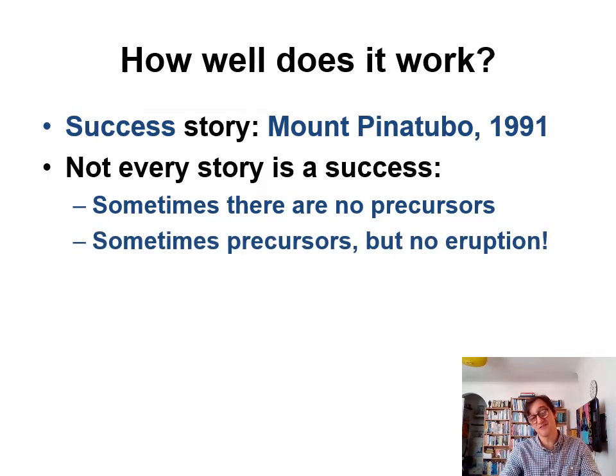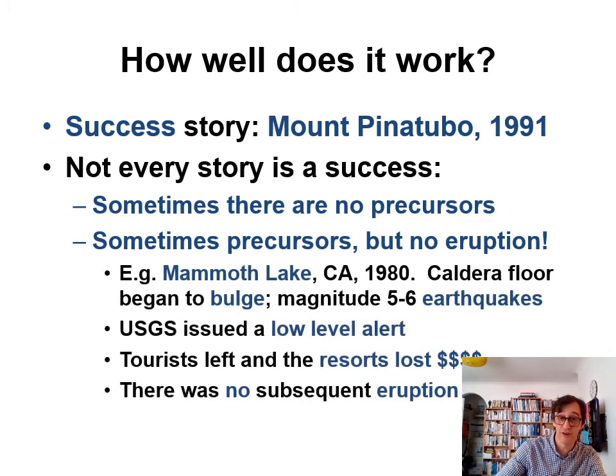Sometimes there are precursors, there are signs, warning signs, but then no eruption. It doesn't happen. And actually that's not uncommon. A famous example in the United States, within California, at the Mammoth Lakes volcanic area, where a large caldera floor of this large ancient caldera type volcano began to bulge and inflate. And remember, calderas, when they go off, are huge. They're the largest, most violent type of eruption. Certainly you could feel the earthquakes. Magnitude 5 or 6 earthquakes were occurring.